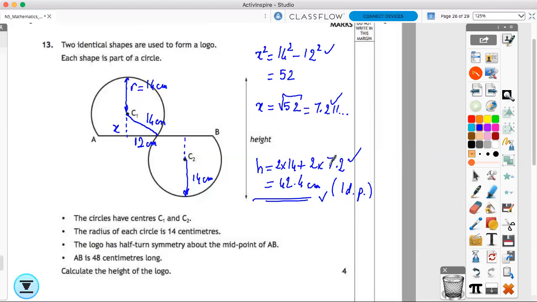Actually, the first mark, sorry, it's not this one. The first mark is to spot the right angle triangle. If you spot that, you don't need to put it here. You can put it on your paper somewhere and just say, oh, I can see here I've got 14, 12, and I'm looking for this. Just putting that gives you a first mark.